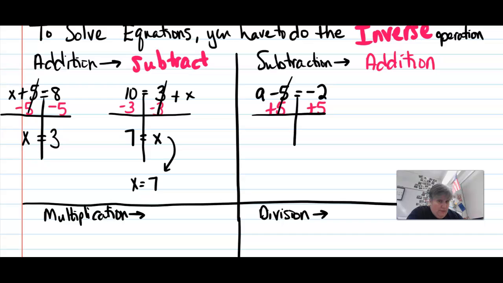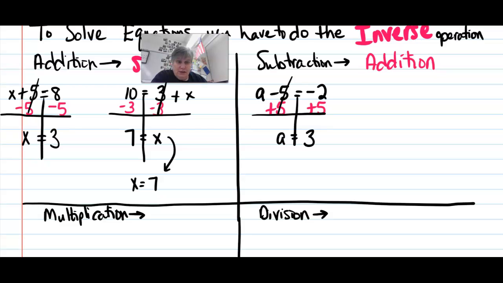5 minus 5 is gone, so I'm left with a on the left. A negative 2 and a positive 5, those are different signs, so you subtract. And so 5 minus 2 is 3, and since the 5 is bigger, it keeps the positive.